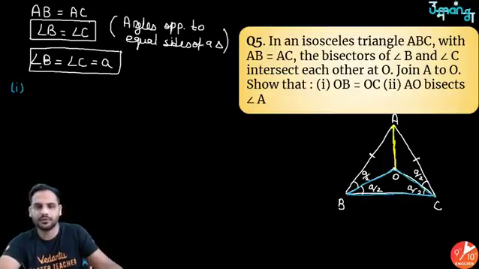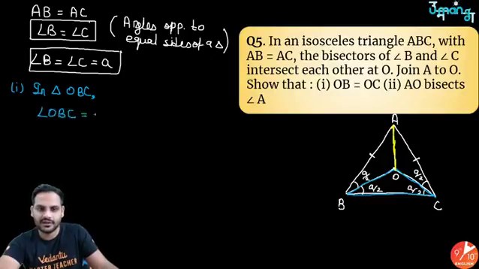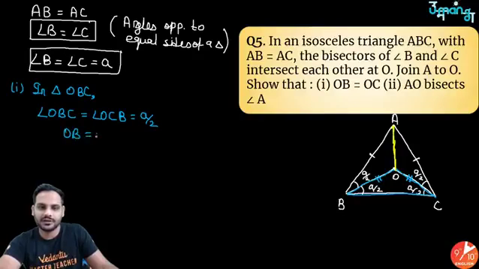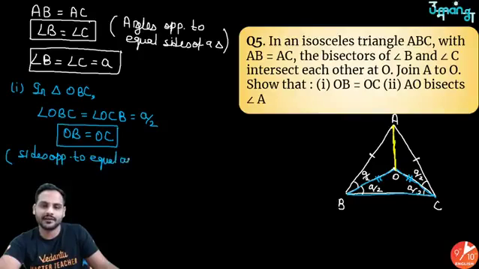Observe the triangle OBC. In triangle OBC, angle OBC is equal to angle OCB because both are A by 2 degrees. And if two angles are equal, the sides opposite to them will also be equal to each other. Opposite to A by 2 we have OC, opposite to angle OCB we have OB. So OB is equal to OC. The reason is they are sides opposite to equal angles of a triangle.